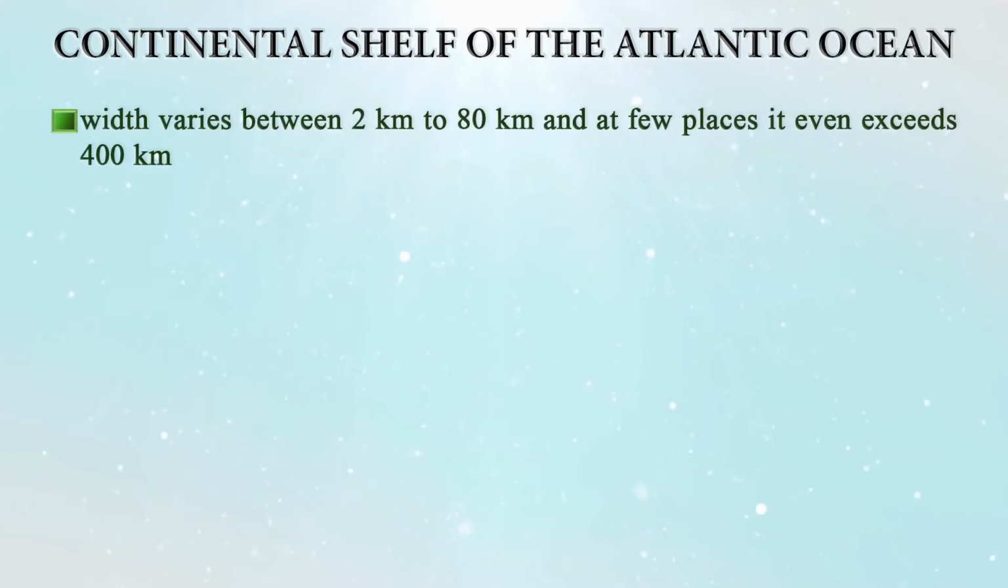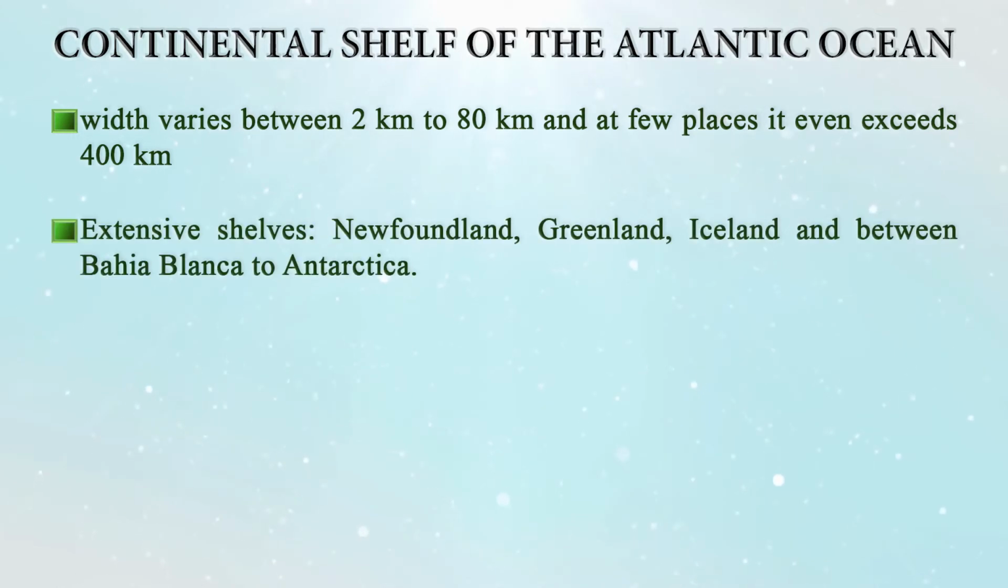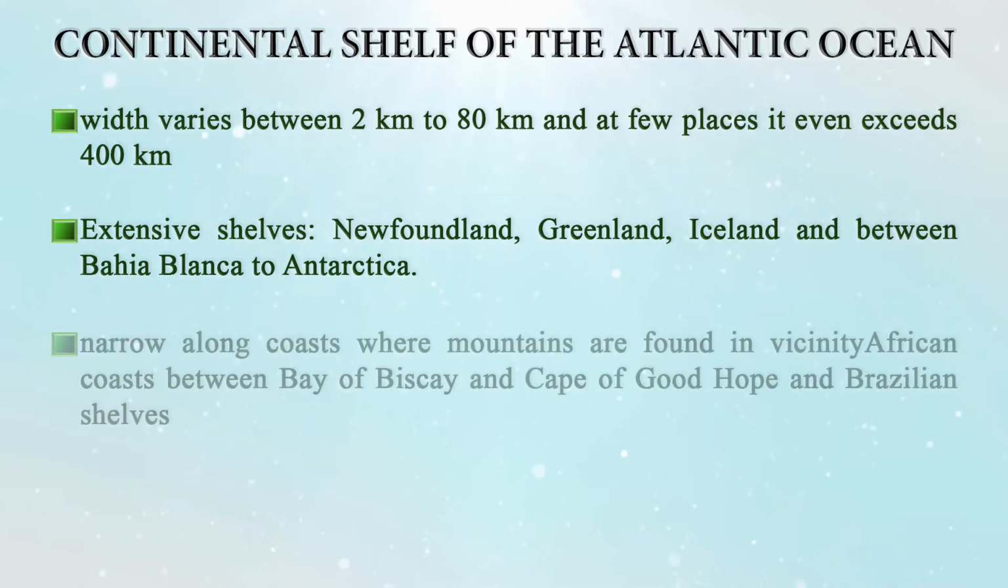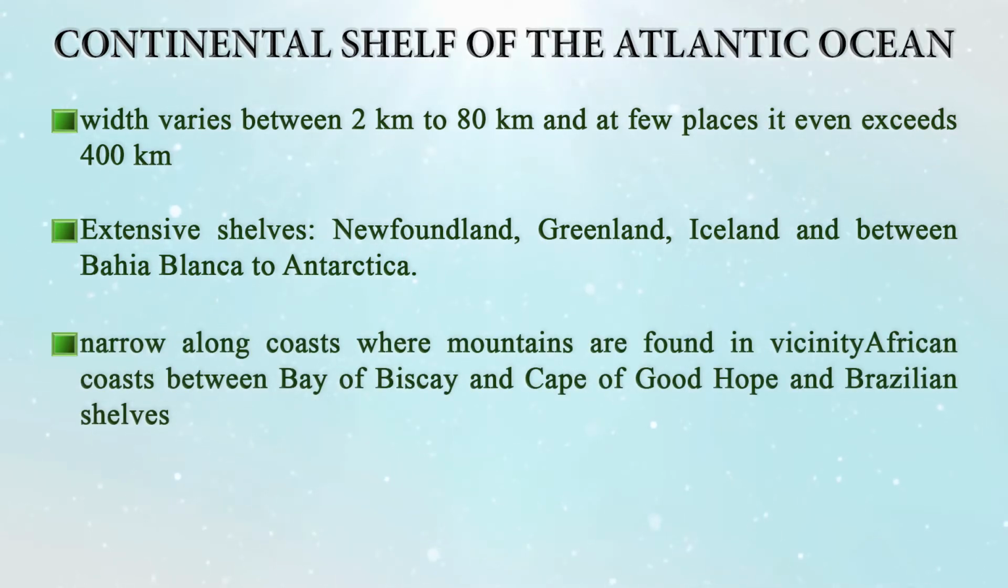Coming on to the continental shelf of the Atlantic Ocean, its width varies between 2 kilometers to 80 kilometers, and at a few places it even exceeds 400 kilometers. So extensive shelves are found around Newfoundland, Greenland, Iceland, and between Bahia Blanca to Antarctica. Continental shelves are narrow along the coasts where mountains are found in the vicinity, for example, the African coasts between the Bay of Biscay and Cape of Good Hope, and the Brazilian shelves.